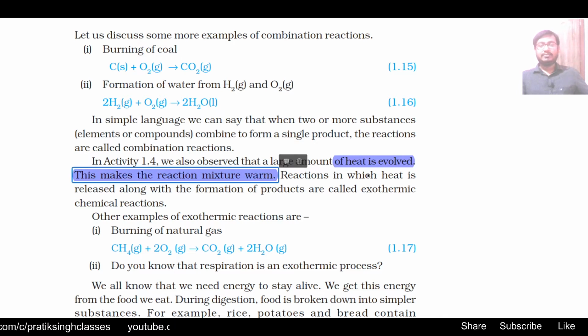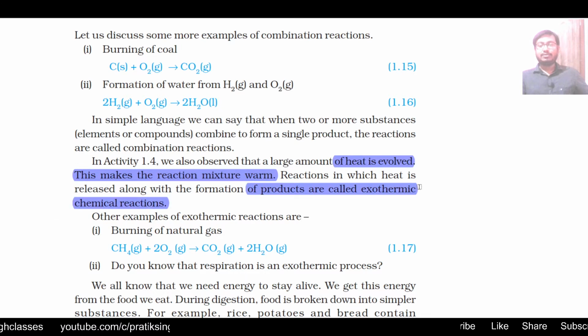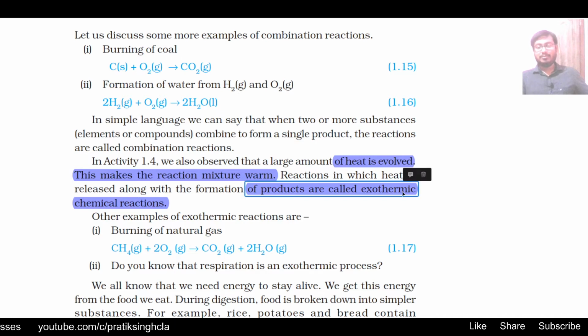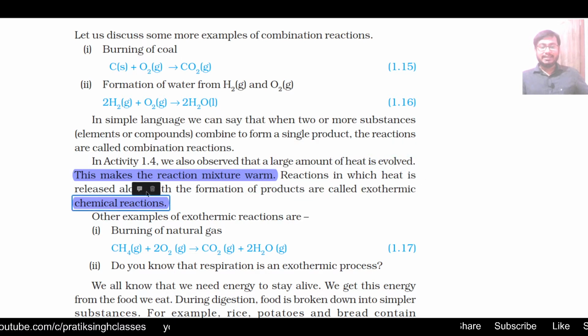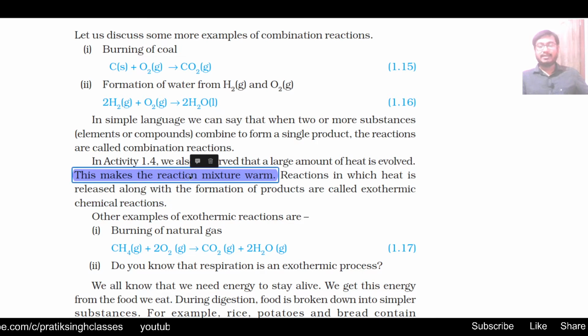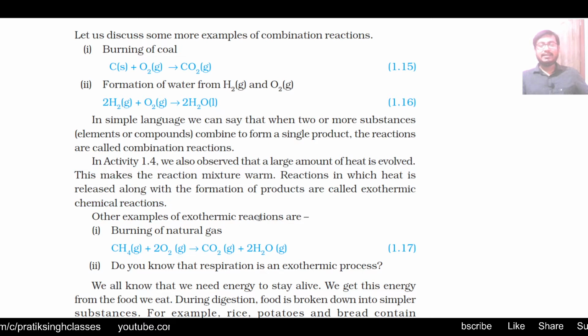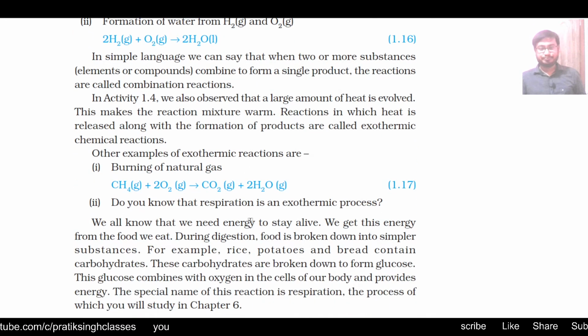Reactions in which heat is released along with the formation of products are called exothermic reactions. Exo means coming out and thermic means heat. So here heat is coming out. Any reaction where heat is coming out is called an exothermic reaction, and in any other type of reaction where heat goes in, that means the product mixture becomes colder than earlier, those types of reactions are called endothermic reactions.